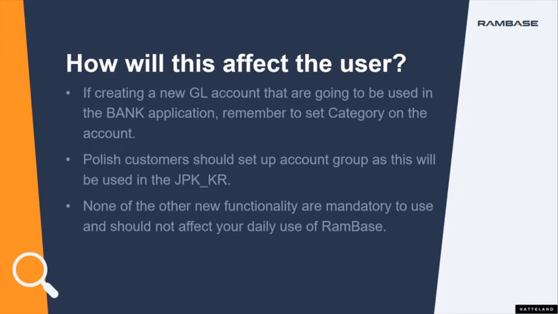So how will this affect you as a user? If you create a new general ledger account that is going to be used in the bank application, you must now set category equal to bank. And Polish customers must remember to set up account group codes, as this will be used in the JPK-KR file. This logic against the JPK file is not yet implemented, but it will be. None of the other functionality is mandatory to use and should not affect your daily use of RamBase.